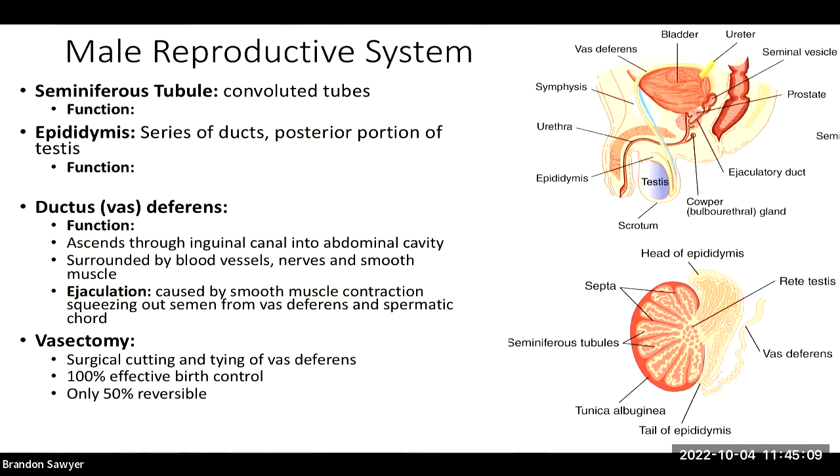So we're going to talk a little bit about the male reproductive system here. We'll look at the basic anatomy first, and then talk about what everything does. We look at the tubular system within the testes. If we start all the way towards the back, it's the seminiferous tubules in the deepest part. Those are a series of convoluted tubes, and this is where sperm develop.